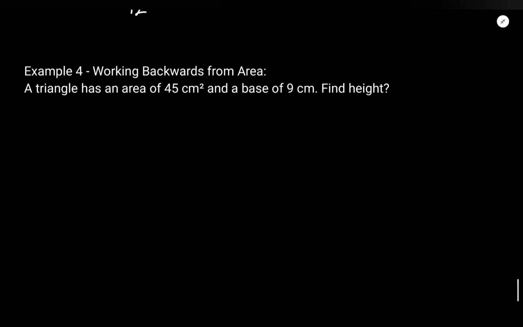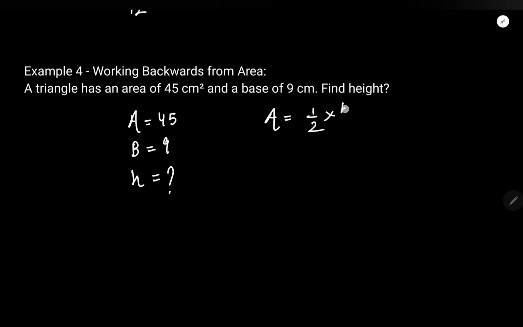So next we have working backwards from area. A triangle, we have area 45 and base 9. You need to find the height, right? What is area? Area is half times base times height. Area 45 is equal to half times base 9 times height. Height we need to find, right?